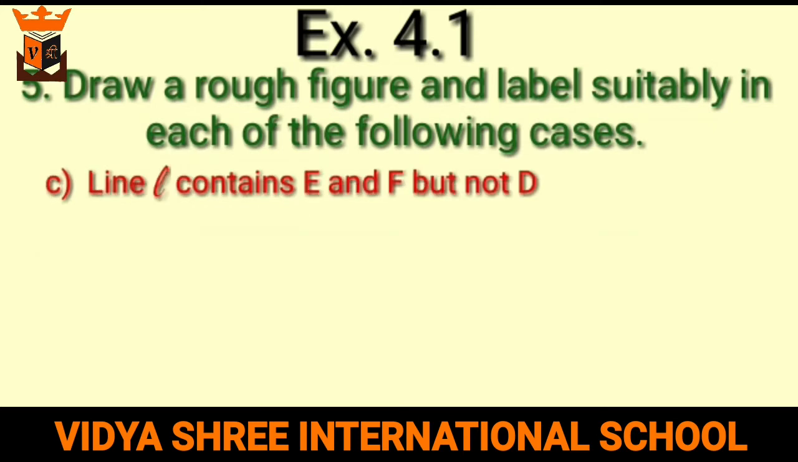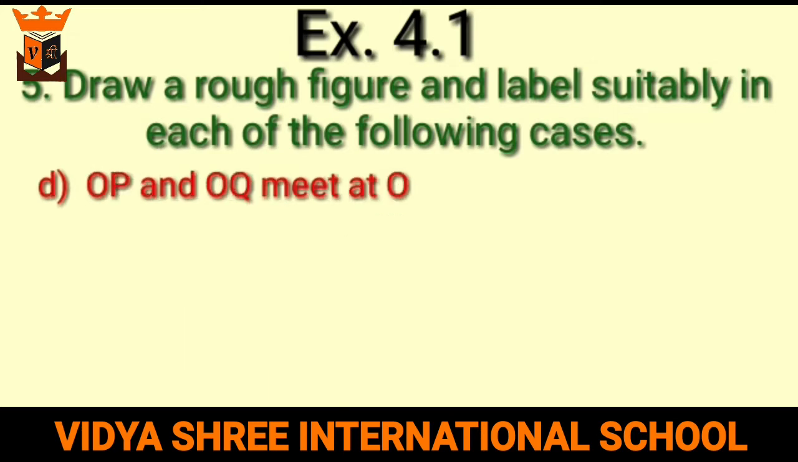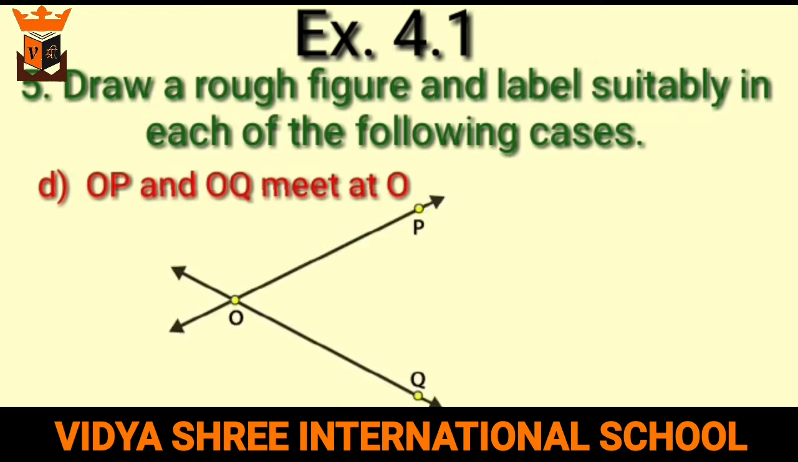C part is line L contains E and F but not D. So you will draw a line L, and E and F points will lie on the line L but not the point D. D part is lines OP and OQ meet at O. So draw two lines OP and OQ meeting at the point O.